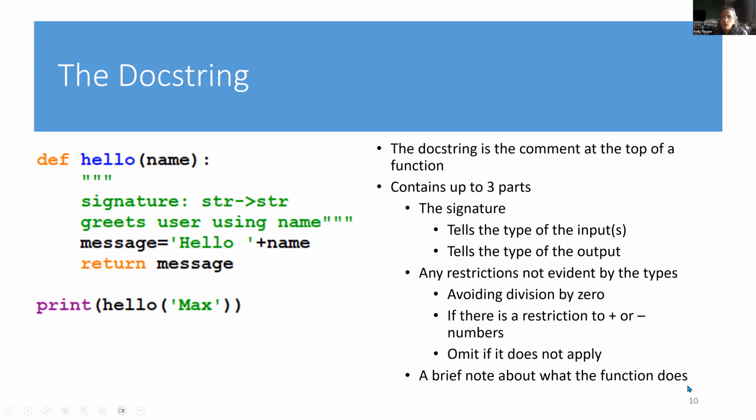And then you can put a brief note about what the function does. So "greets user using name" is our explanation. Okay, please don't write a book, just a one-liner so you get a quick refresher of what the function is about. That's all that's really needed here.